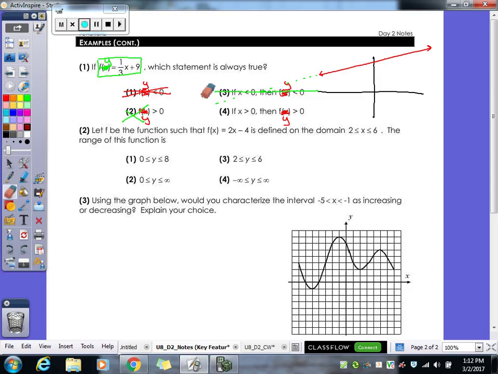I didn't mean to cross that out there. So if x is less than 0, then y is also less than 0. So here's my x is less than 0. Is my y less than 0 up there? No. So this one ends up being choice 4. When x is greater than 0, y is also greater than 0. You've got to go through your different choices there.